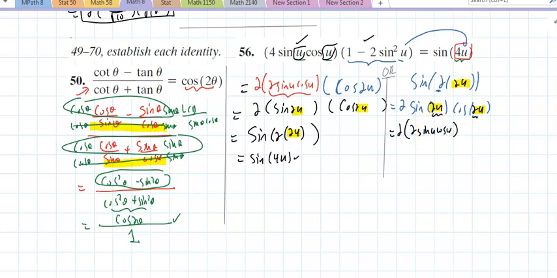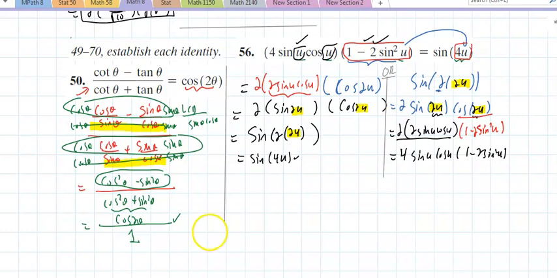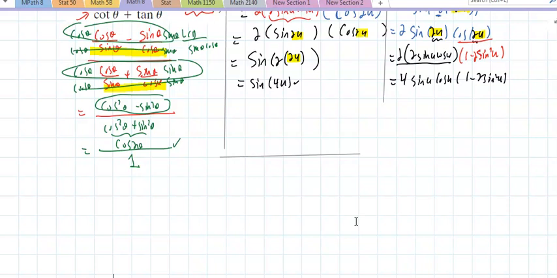And here, I have multiple options for cosine. That's why I look at this, say, well, hey, I know what that is. That's 1 minus twice the sine squared of u. And if I multiply those, that is 4 times the sine of u cosine of u times 1 minus twice the sine squared of u. So I use that to my advantage. Every time I'm looking at an identity, I look at both sides to kind of gear me how I'm going to start the problem and which direction I'm going to run.